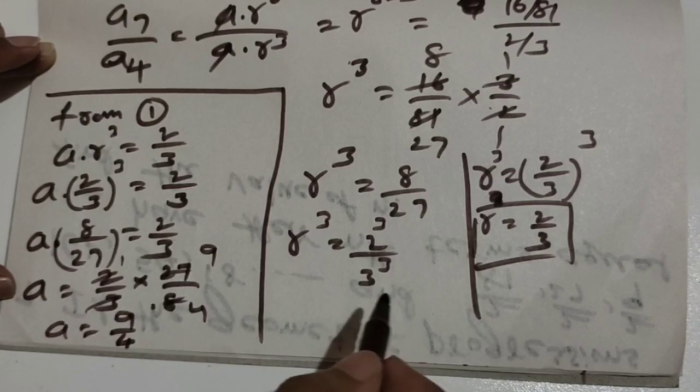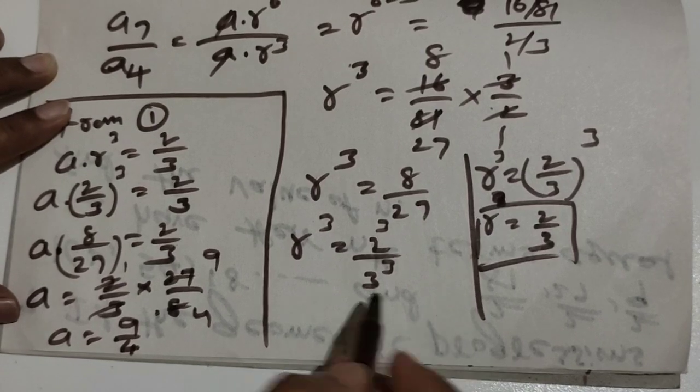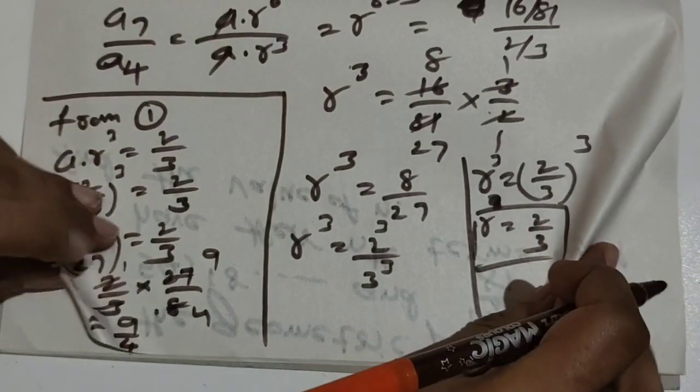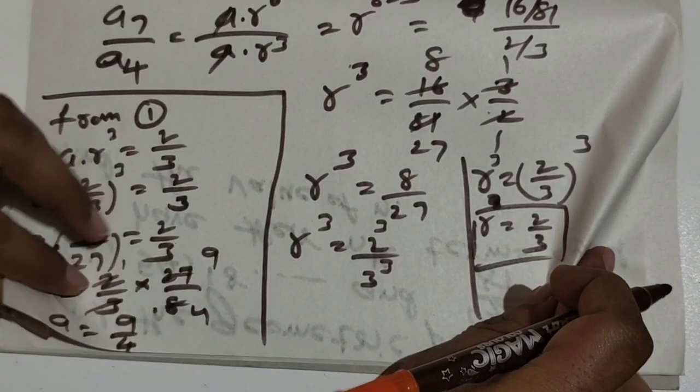Okay. Now we got R value 2 by 3 and A value 9 by 4. So simply we can easily get the series.